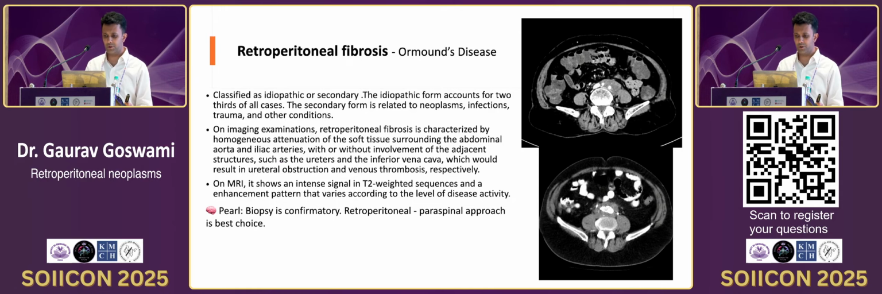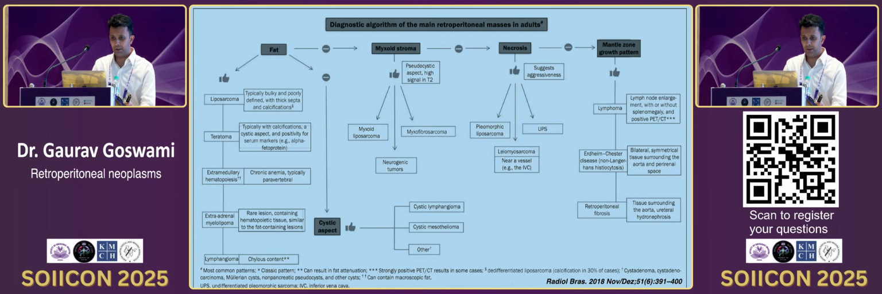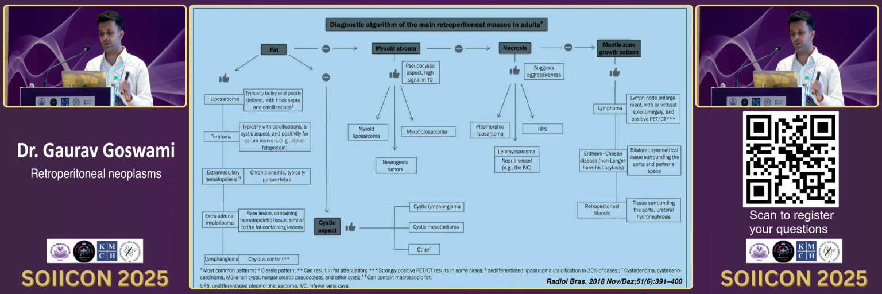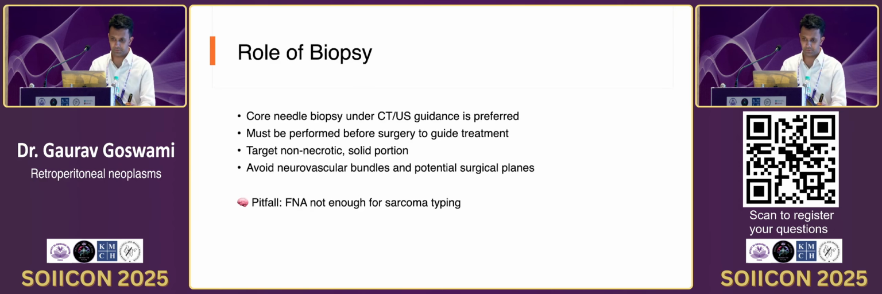Again, Ormond's disease, retroperitoneal fibrosis: infiltration of the vessel is classical, and it shows delayed contrast enhancement. MRI is again better. Just to sum up, characterized by fat, myxoid stroma, necrosis and the whorled growth patterns.